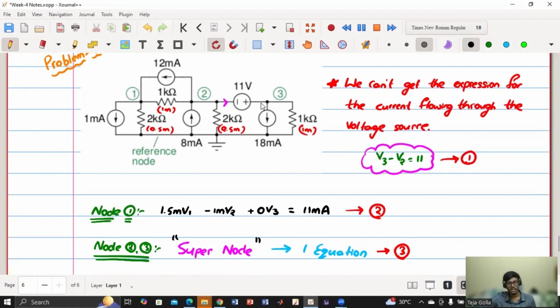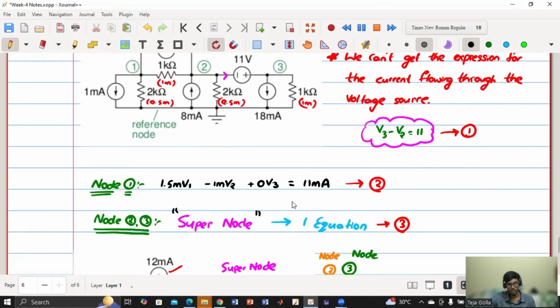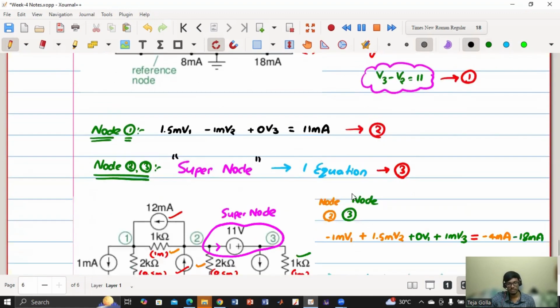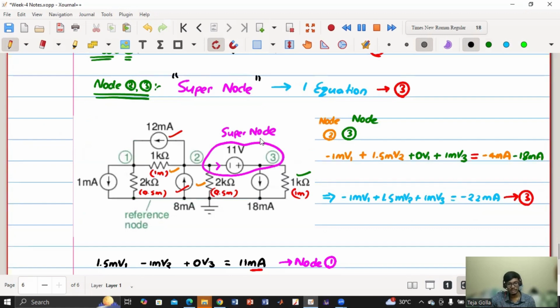At node 2 and node 3, we cannot individually write the expression. So we'll combine these two nodes and consider them as a single node, which is called a supernode. And this node 2 and node 3 will give us one equation. While writing the expression at the supernode, first we have written the expression at node 2 on the LHS and node 3 on the LHS, and done the summation of these two. And on the RHS, we have written the currents entering node 2 plus the currents entering node 3, because we are considering these two as a single node, which is called a supernode.